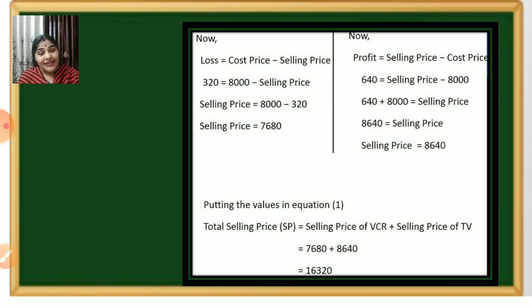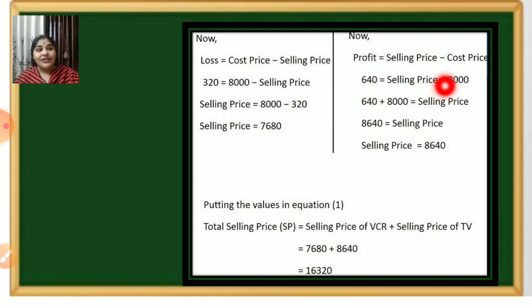So one by one, stepwise, you have to solve this. First we are finding the selling price of each, VCR and TV separately, and then we will add up. Okay. So using the formulas, children, all the 4 formulas I told you in the last session, using these formulas only you have to find whatever we have to find. Now coming to the TV, profit is equal to selling price minus cost price. Profit we have found, it was 640.